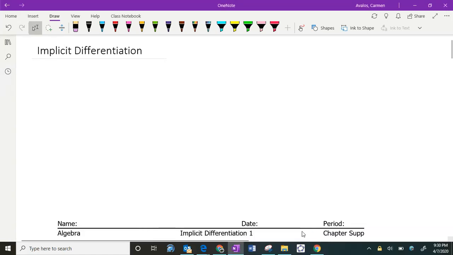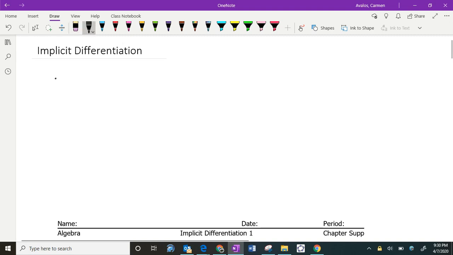Okay, so we are doing implicit differentiation. Hopefully you did the warm up a little bit and understood it. So here is a question. From the warm up, let's see if you guys could figure this out. I'm going to write a problem, and what I want you to do is pause the video and see if you guys could do it on your own.